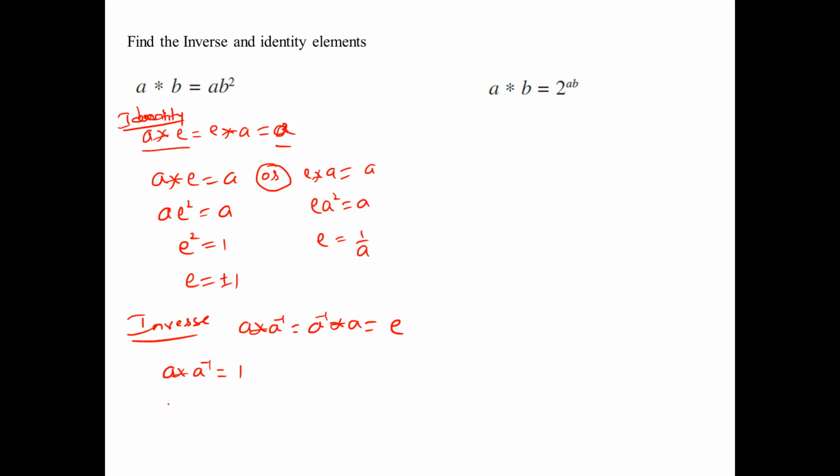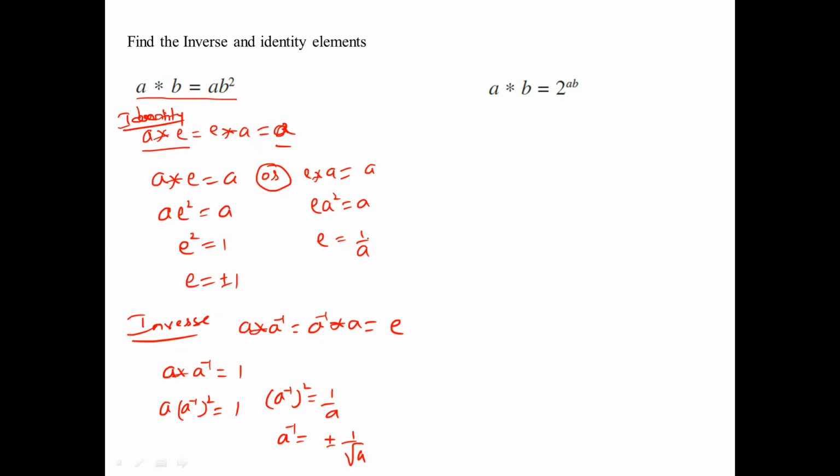Now what is the A value? A as it is. Now this can be done as A into A inverse. According to this, I have to write A inverse square equal to 1 by A. Then what is the A inverse? A inverse equals plus or minus 1 by root A. So this is the required answer.